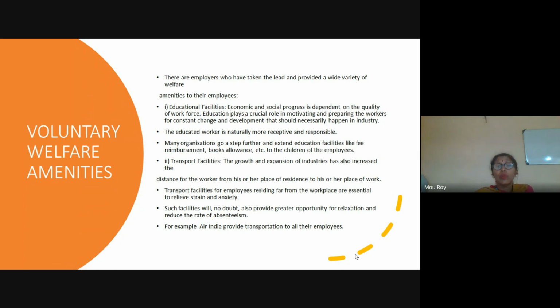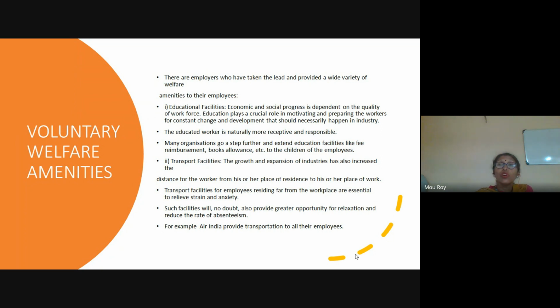So what happened? Educational facilities are there. Economic and social progress is dependent on the quality of the workforce. And education plays a very crucial role in motivating and preparing the workers for constant change and development. So the educated worker is naturally more receptive and becomes more responsible. Once you earn your postgraduate degree, sometimes the company you are working for also pays the whole course fees. Those course fees, when you study any management program, are very expensive in India.